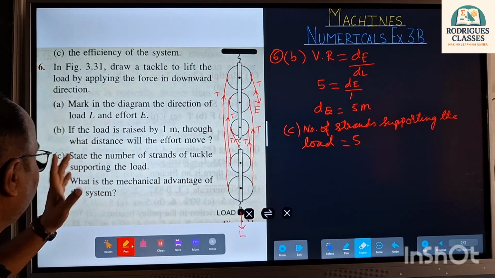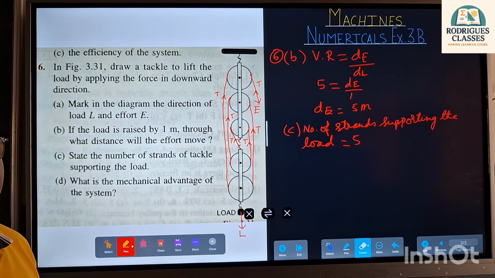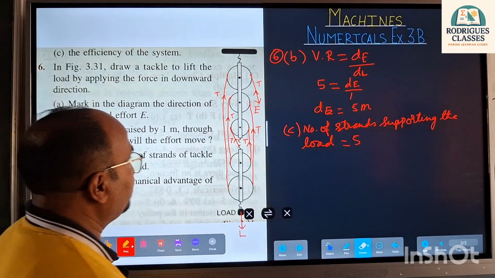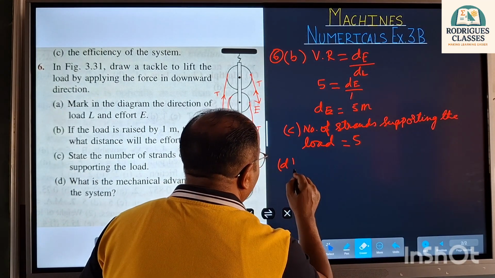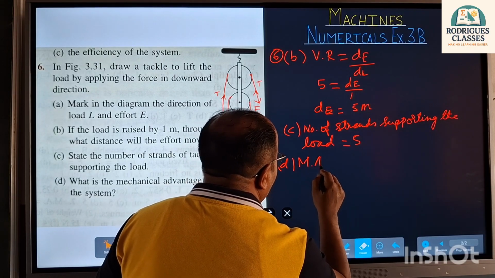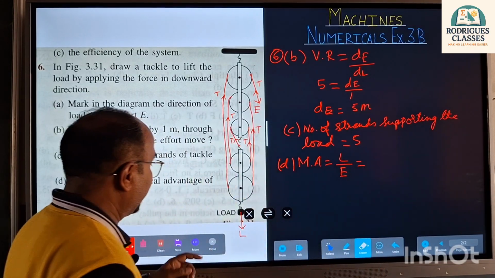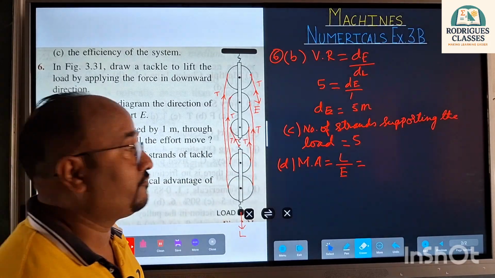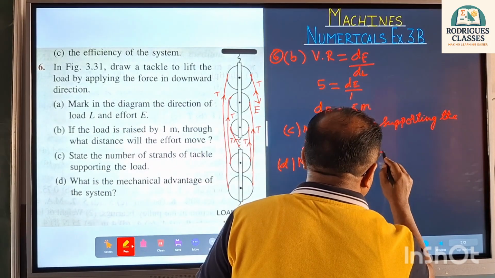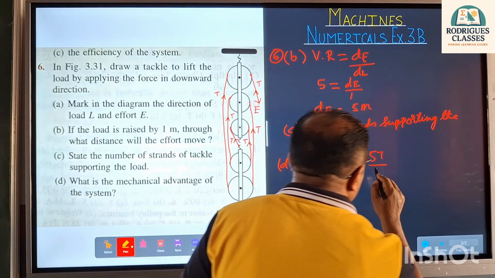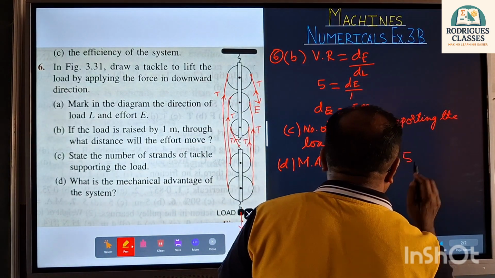So that is the answer for the C part. What is the mechanical advantage of the system? Okay, we will go with the formula. Mechanical advantage is equal to load by the effort. You can see this load was supported by 5 tensions, so 5T, and this effort was balanced by this one tension T, and so we get it as 5.